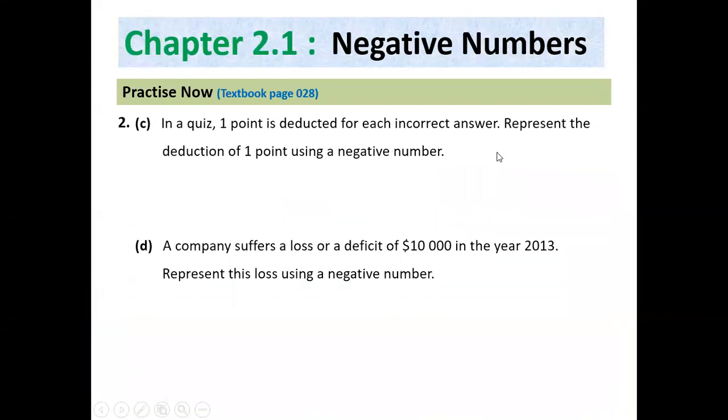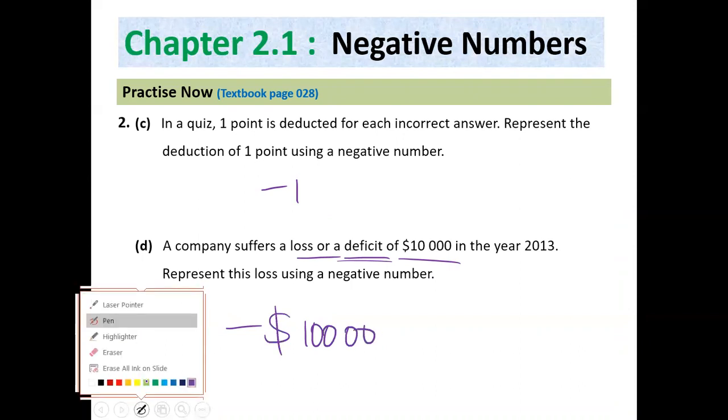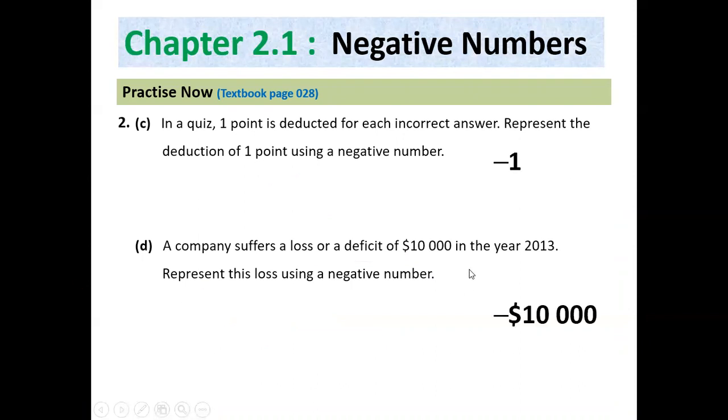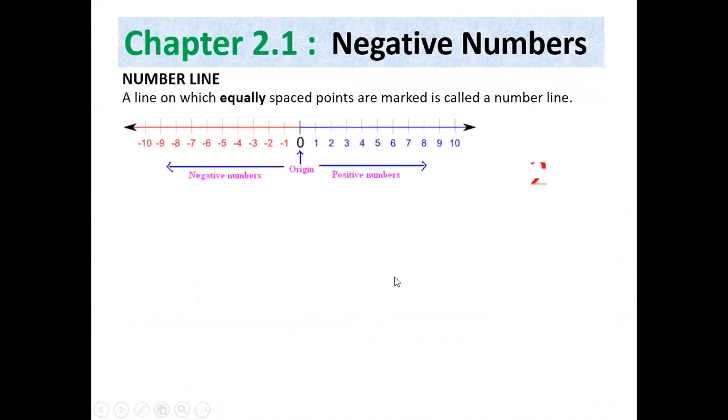Now, in a quiz, 1 point is deducted for each of the incorrect answer. What is deducted? Reduced, brought down. So negative 1. That's right. And deficit, loss means lost. Also negative. Just simple exercises like this. Very, very simple. And you don't have to put in effort to do this, right? Right? Next, number line.